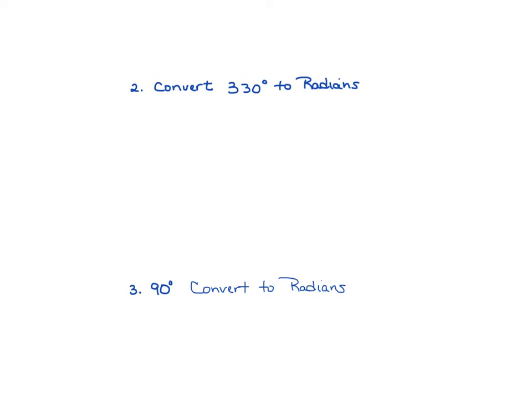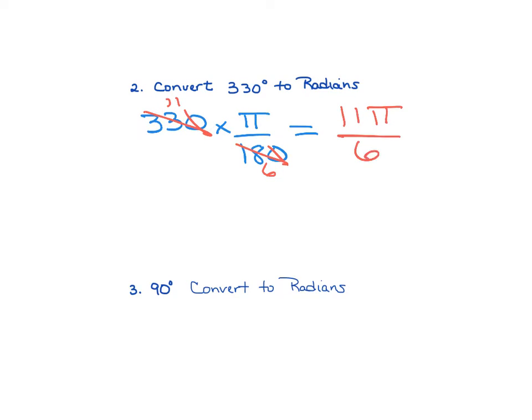So now we're going to convert 330 degrees to radians. Again, I'm doing the same thing: 330 times pi over 180. When I want an exact answer, I need to simplify the fraction. Whenever I see a 0 here, I always say, okay, I'm going to cross off a 0 here and a 0 here. And now I'm just going to divide 33 and 18 by the same number, which will be 3. So I can change this to an 11 and this to a 6. And this gives me 11 pi over 6.